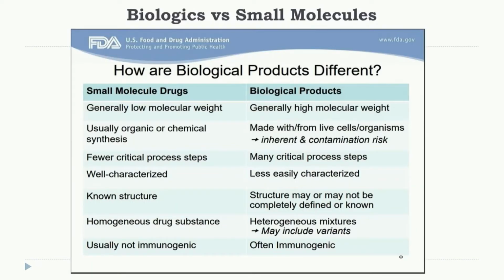How are they different from small molecules? Small molecules, as you know, are the pharmaceutical products, and then there are biological and biopharmaceutical products. Biopharmaceuticals are generally high molecular weight products made with live organisms, so they have inherent contamination risk involved. They have many critical process steps and are difficult to characterize. The structure of biopharmaceuticals may or may not be known, unlike small molecules. They are heterogeneous in nature and often immunogenic.